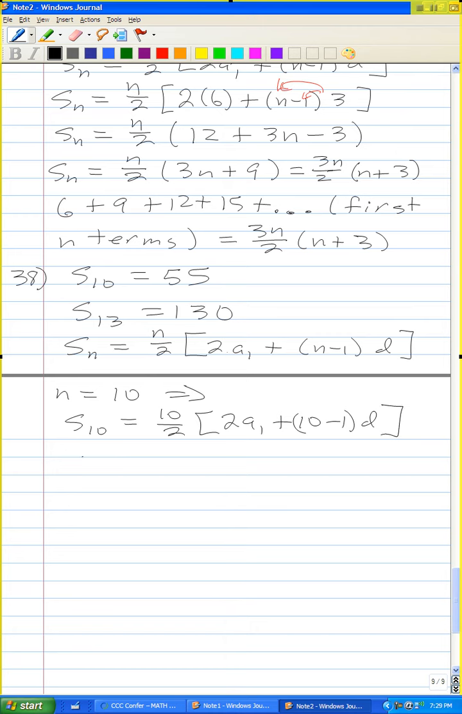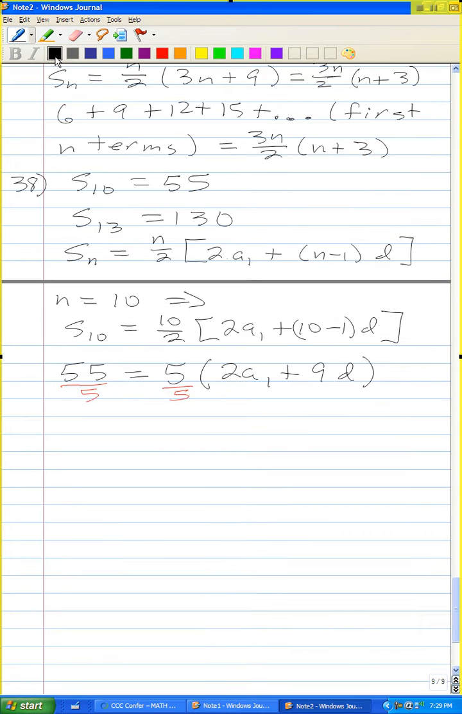Well, S sub 10 is 55. 10 divided by 2 is 5. 2a1 plus 9d. Let me divide both sides of my equation by 5. So I get 2a1 plus 9d equals 11. Let me call that R sub 1.